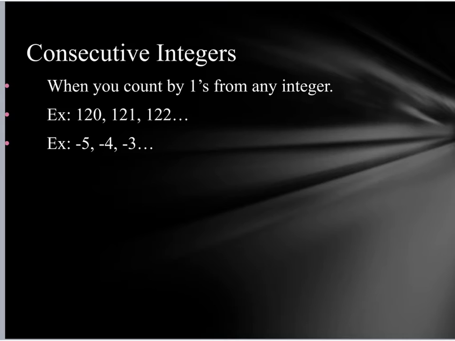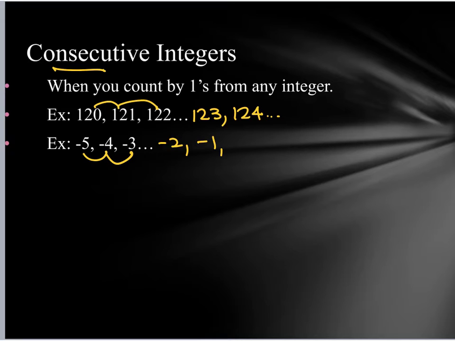Now, before we do our next example, I just wanted to review with you what the term consecutive integers meant. Remember, when something is consecutive, you're counting by ones from any integer. So you could have something like 120, 121, 122. The next consecutive integers would be 123, 124, and so on. I could also use negatives. So I could have -5, -4, -3, -2, -1, 0, and that would take me into the positives, and this is going to continue on. So consecutive integers means that it's one away from the next.